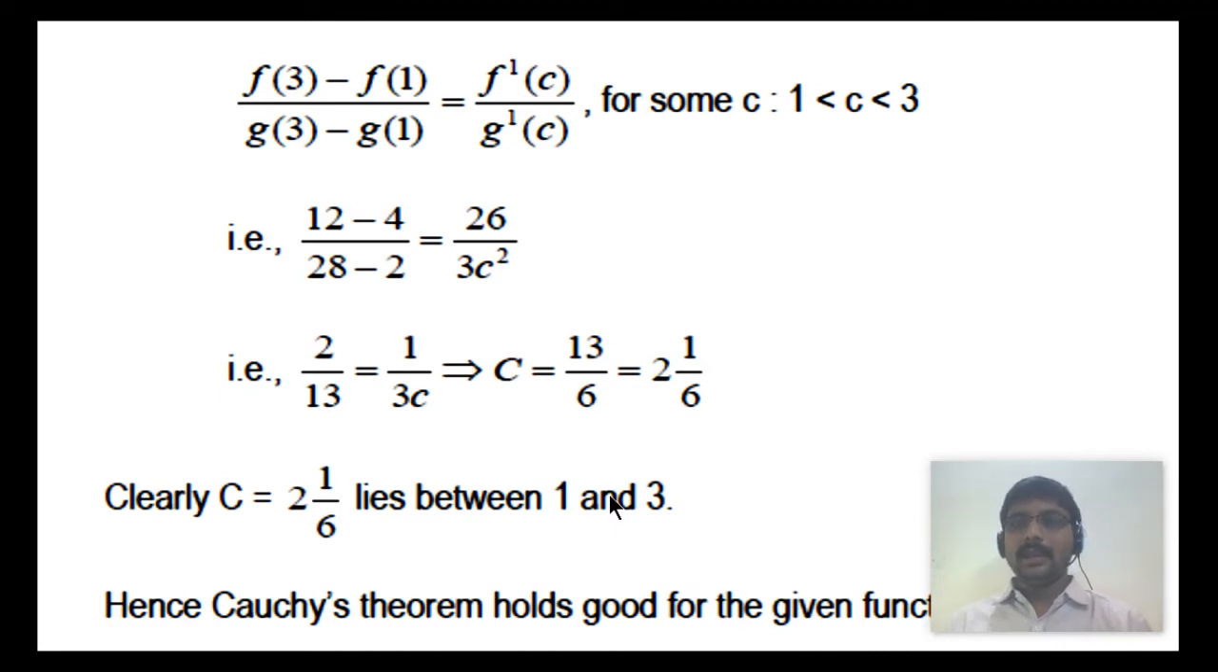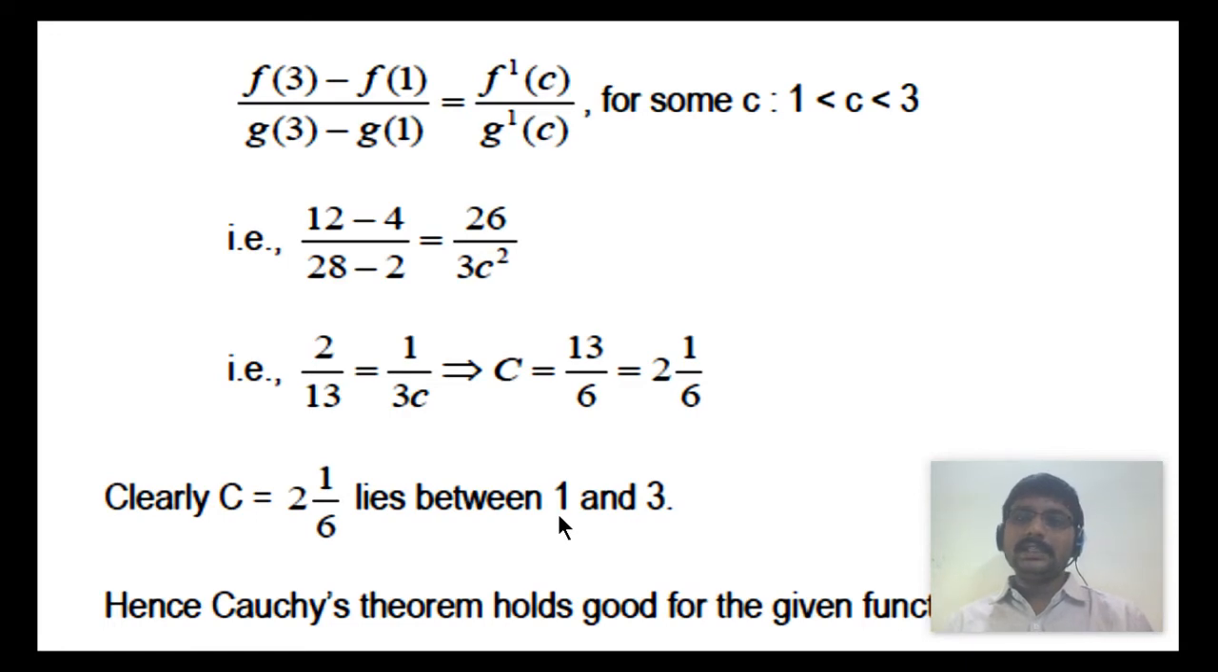Here a is 1 and b is 3. So c value lies in open interval 1 3. So clearly Cauchy's mean value theorem is verified. Once again, both the functions are continuous in closed interval 1 3. Both the functions are derivable in open interval 1 3, and g dash of x is not equal to 0 for all x belongs to open interval 1 3.